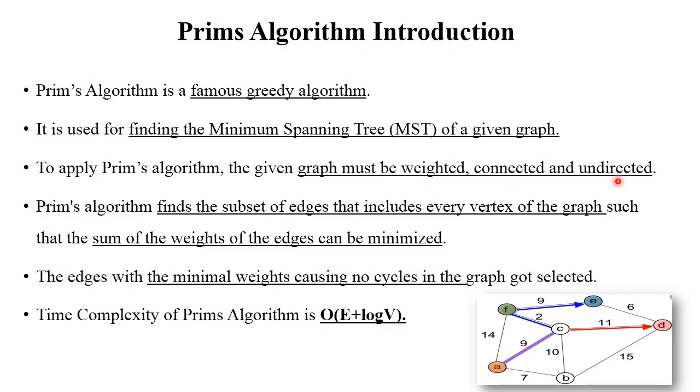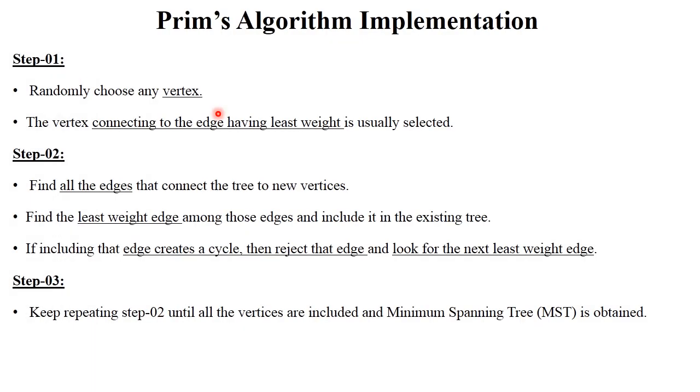For Prim's algorithm, the requirements are that the graph must be weighted, connected, and undirected. Weighted means a value is assigned, connected means there is a particular connection between all the vertices, and the graph is undirected. The time complexity of Prim's algorithm is big O of E plus log V. So let's see the steps of Prim's algorithm. I will explain this algorithm through an example.